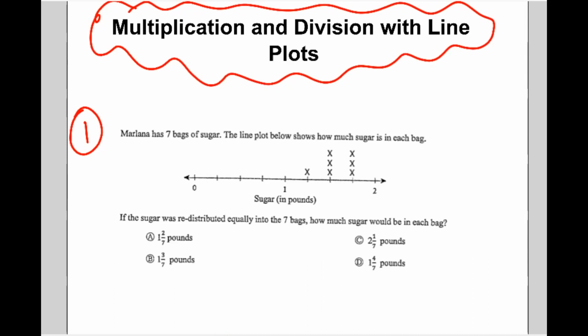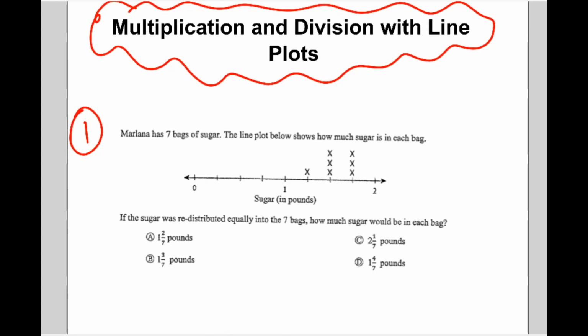All right, Super Friends, we are going to be multiplying and dividing with line plots. We've been practicing adding and subtracting with line plots, meaning that whatever numbers we have are mixed numbers or whole numbers, we've been adding and subtracting them. But now we're going to get into multiplying and dividing them. So let's look at the first example.